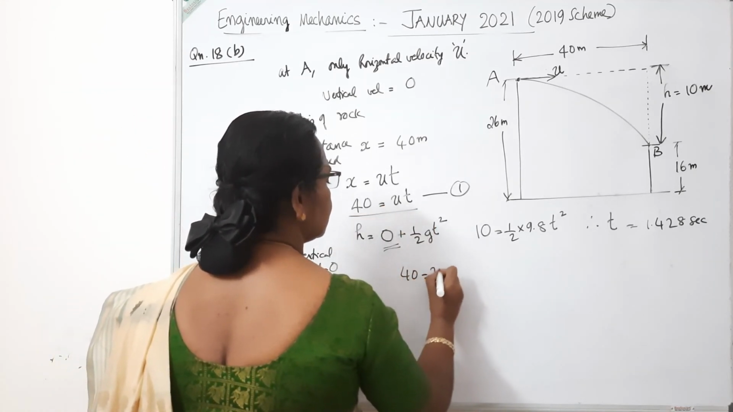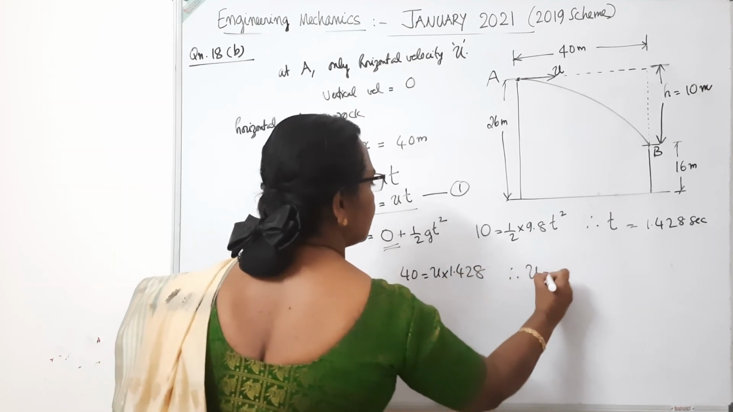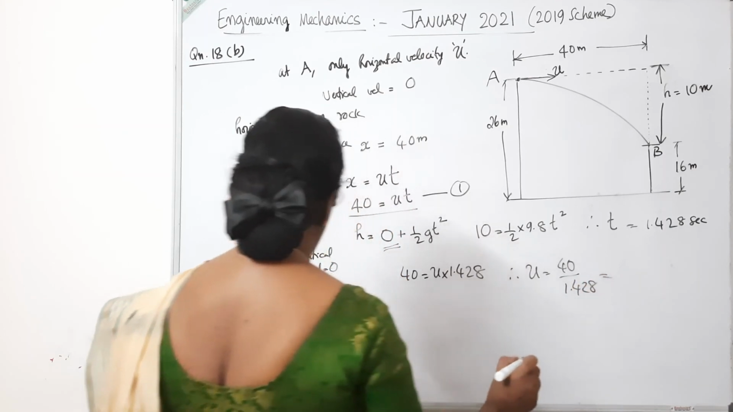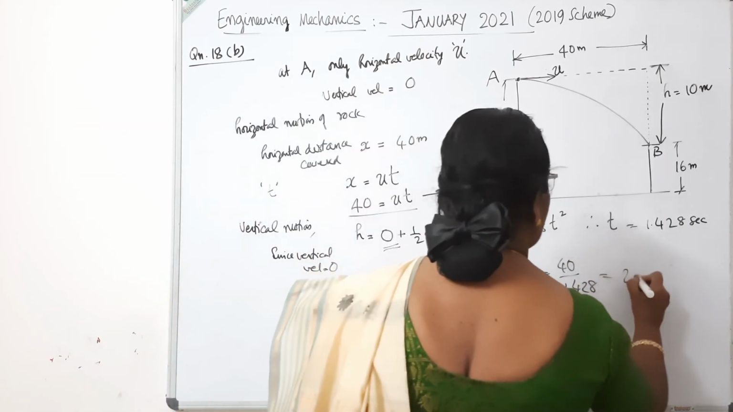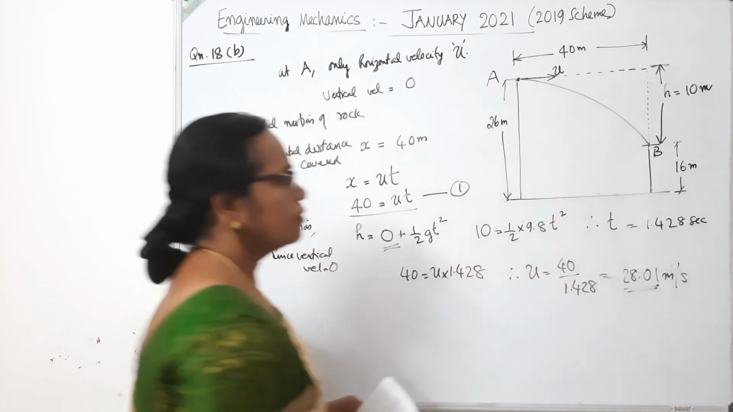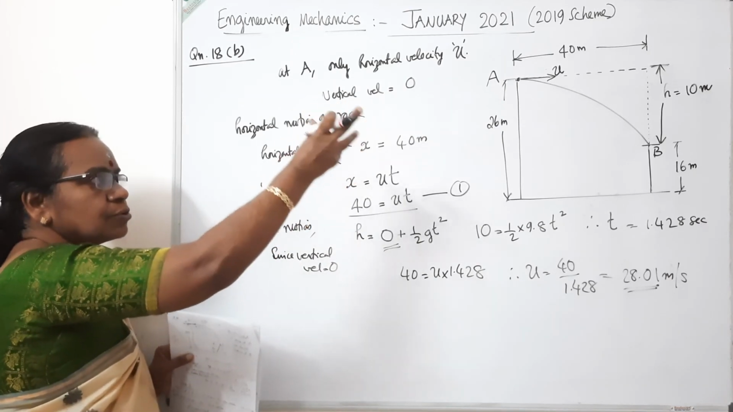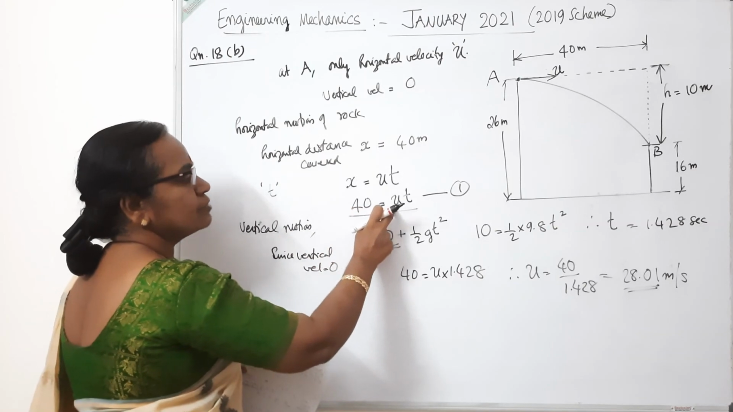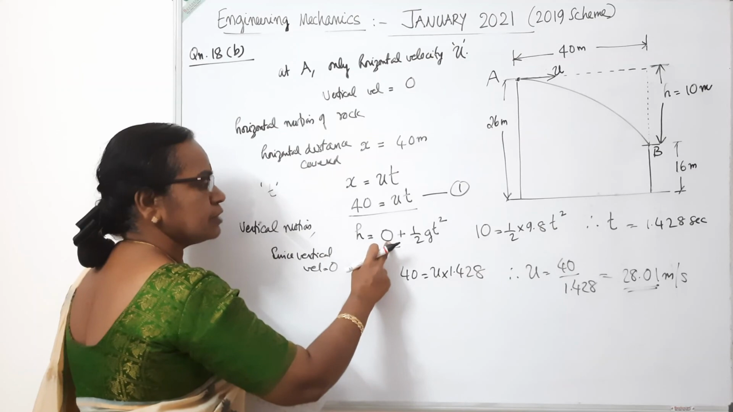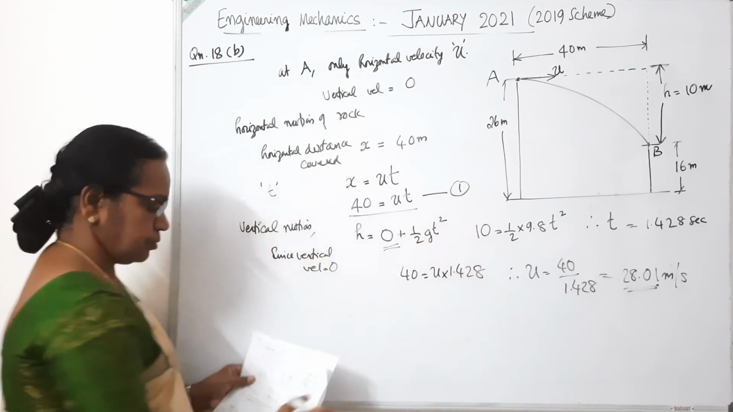So once we get t, we can substitute here. 40 is equal to u into 1.428. Therefore, u is equal to 40 divided by 1.428, 28.01 meter per second. It's a very simple example. Just consider the horizontal motion. Horizontal distance covered is equal to constant velocity into time. The vertical distance covered, it starts with initial vertical velocity 0, ut plus half gt square. From that we get the time, back substitute, we will get the answer.